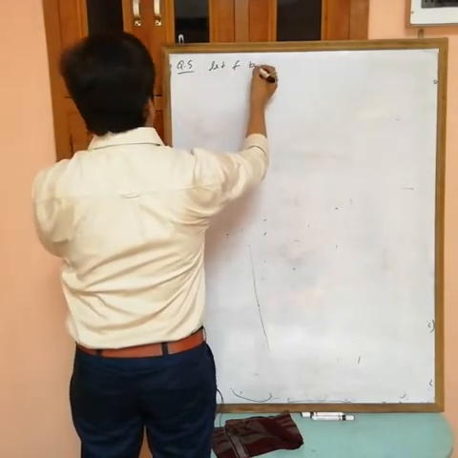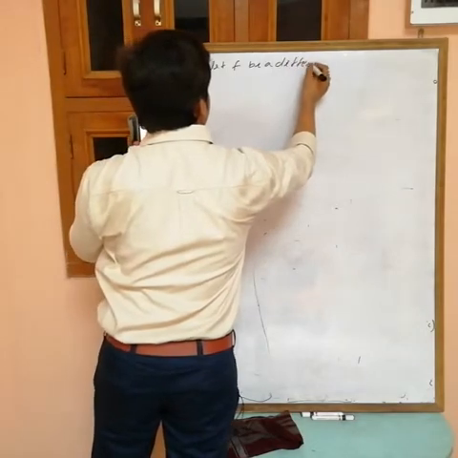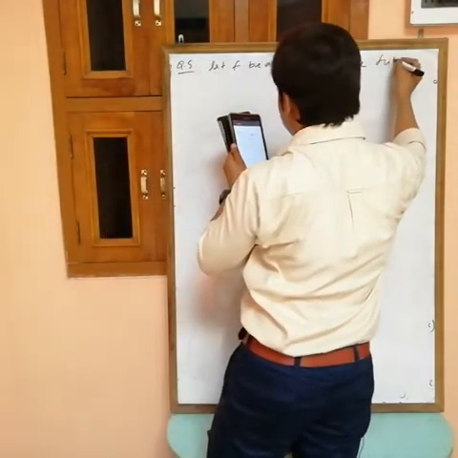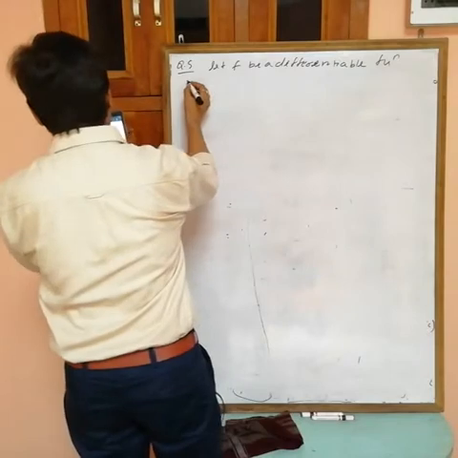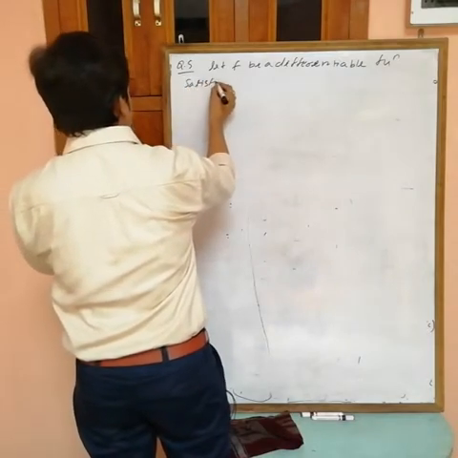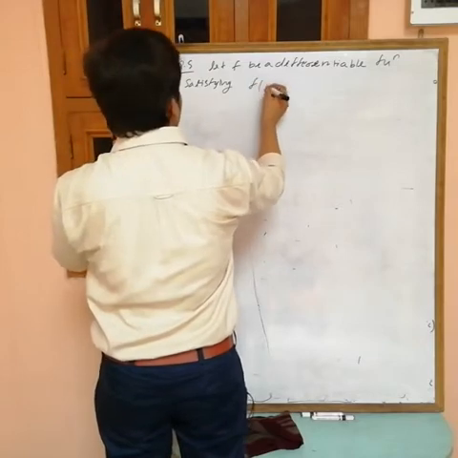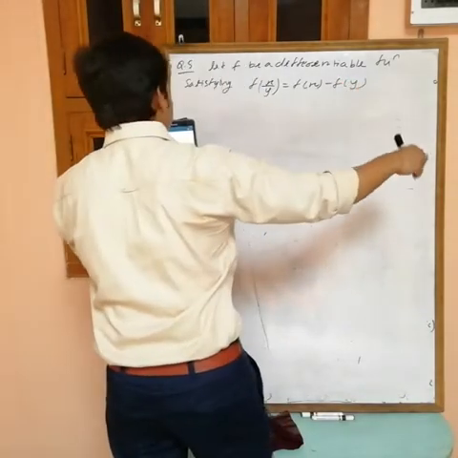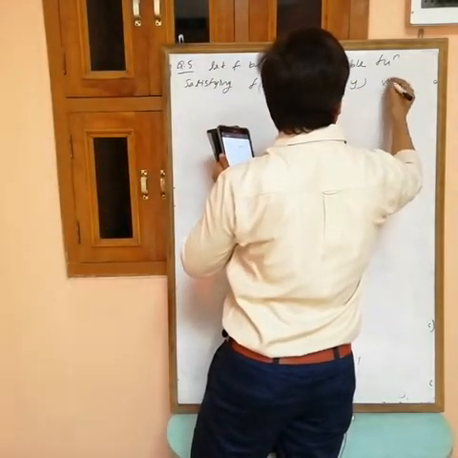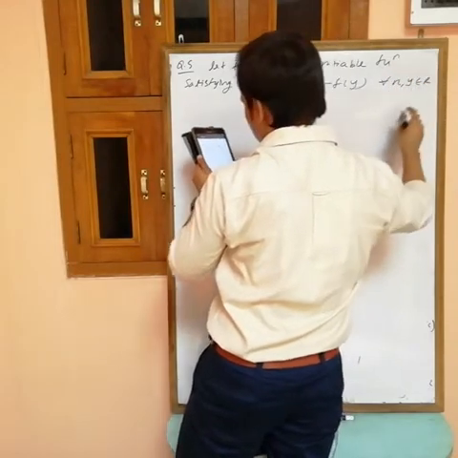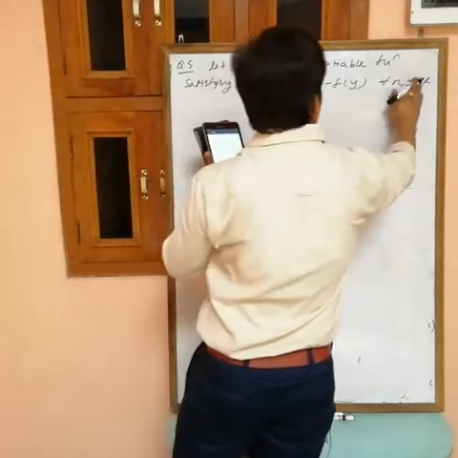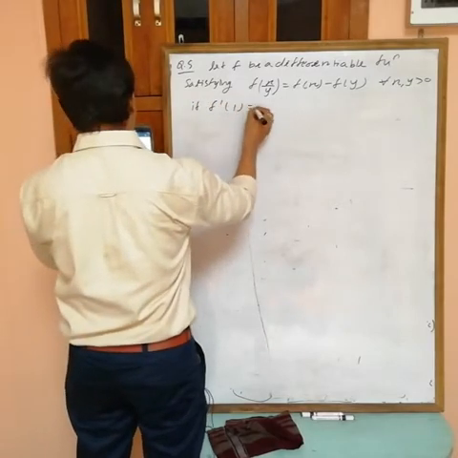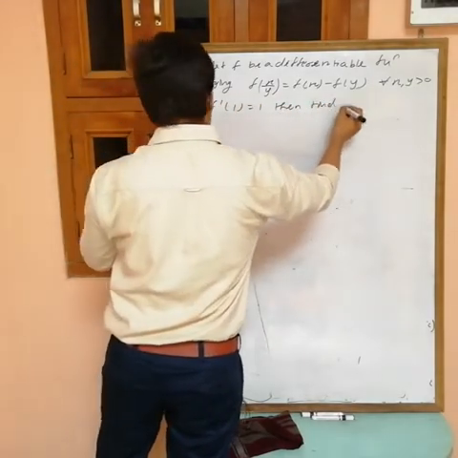Let f be a differentiable function satisfying f(x by y) equals f(x) minus f(y) for all x, y belonging to R. X, y greater than 0 is given. If f dash 1 equals 1, then find f(x).